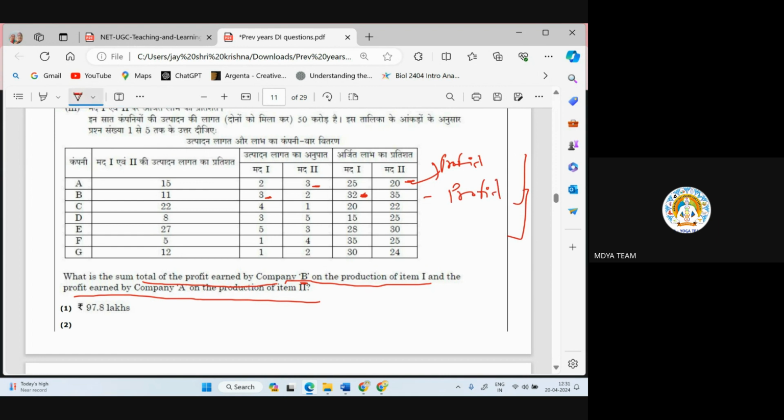So can you do this question? Yes, sir. Okay, try to solve. You have 3 minutes. Try to solve this question and try to come up with the answer.